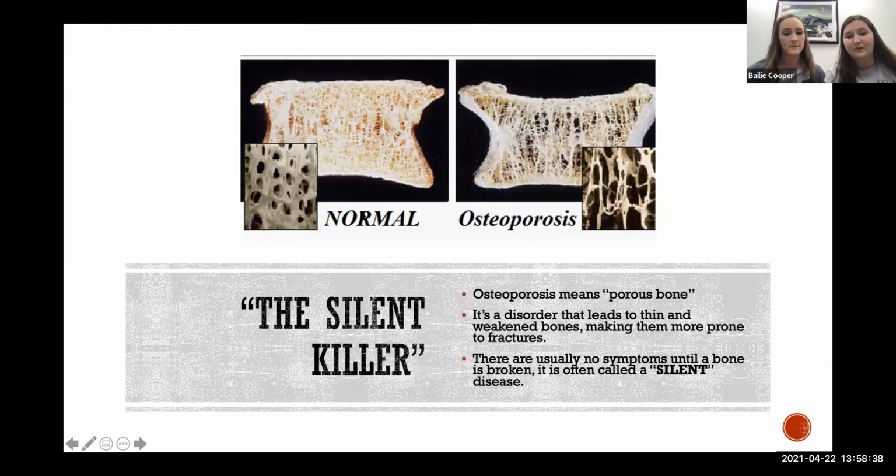So again, right here, we have a couple pictures. This is, again, the normal healthy bone, whereas this is the more osteoporosis. It looks more stringy than the normal healthy bone. Osteoporosis is also known as the silent killer. Osteoporosis means porous bone. It is a disorder that leads to thin and weakened bones, making them more prone to fractures. There are usually no symptoms until a bone is broken, so it is often called the silent disease.